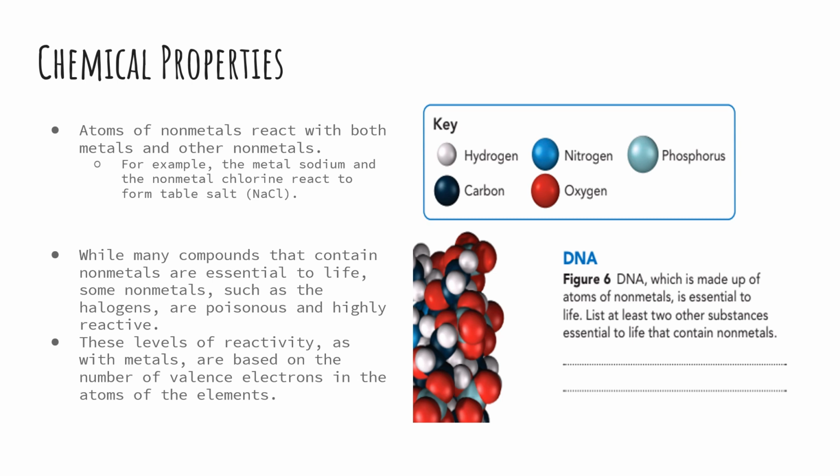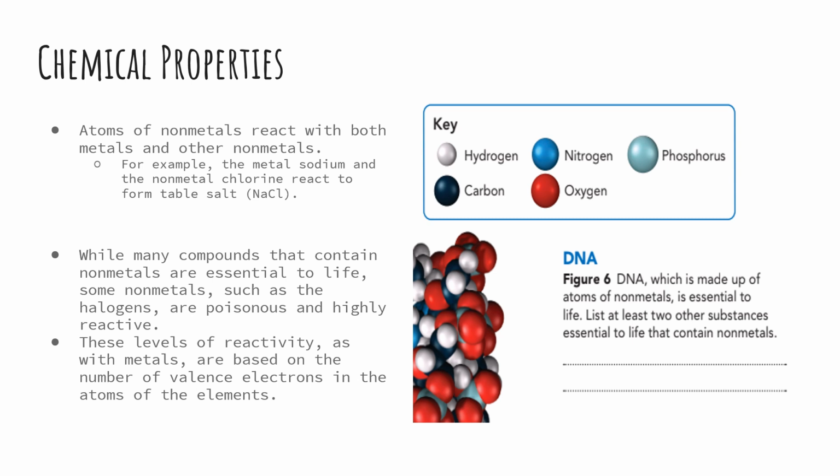Chemical properties. Atoms of nonmetals react with both metals and other nonmetals. For example, the metal sodium and the nonmetal chlorine react to form table salt, sodium chloride. While many compounds that contain nonmetals are essential to life, some nonmetals, such as the halogens, are poisonous and highly reactive. These levels of reactivity, as with metals, are based on the number of valence electrons in the atoms of the element. So figure 6, DNA, which is made up of atoms of nonmetals, is essential to life.